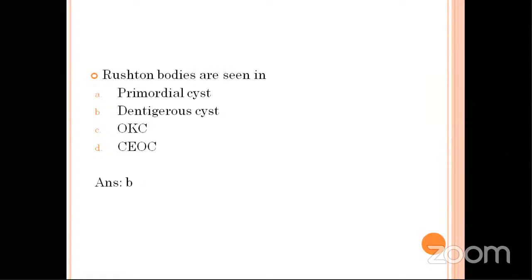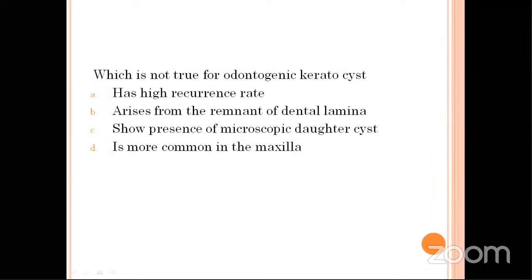And the three radiographic types are circumferential, lateral, and replacement. Which is not true for odontogenic keratocyst? It has a high recurrence rate, arises from the remnant of dental lamina, shows presence of microscopic daughter cysts. Common in maxilla: that is not true, it is actually common in the mandible.